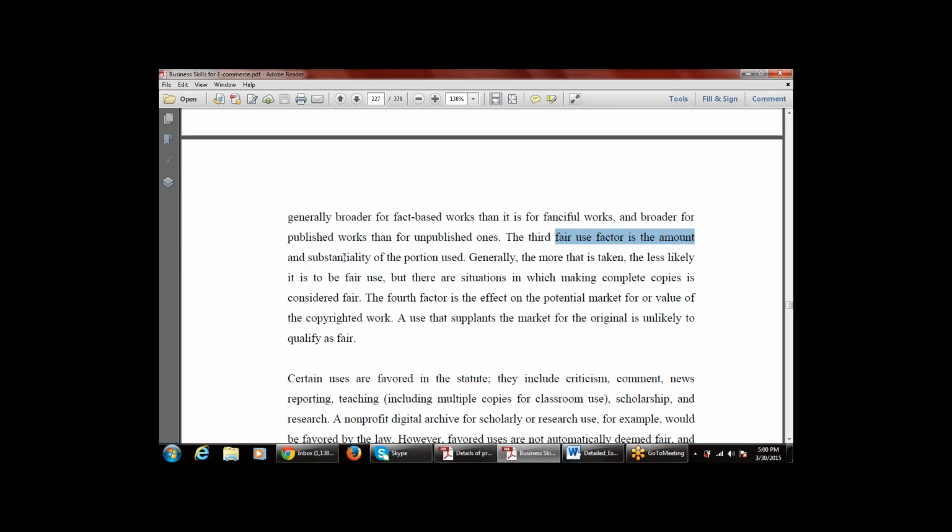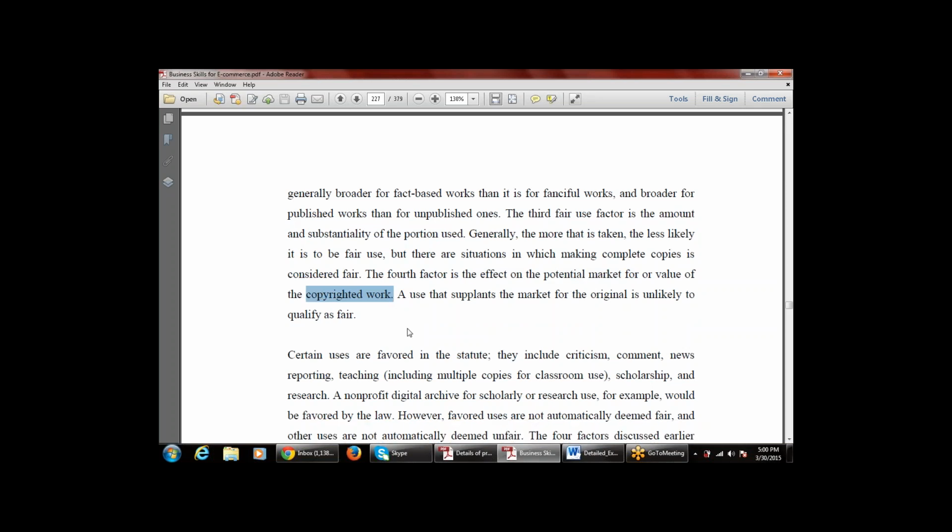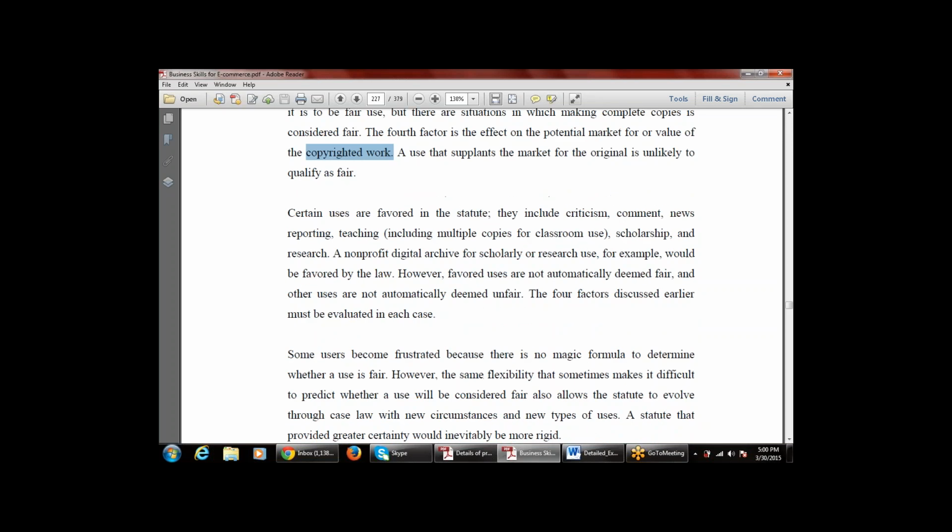The third factor is the amount of the portion used. The fourth factor is the effect on the potential market for the copyrighted work. That is, what is the capturing of the market that is used for the copyright issues.